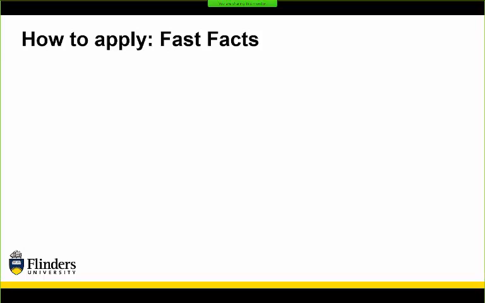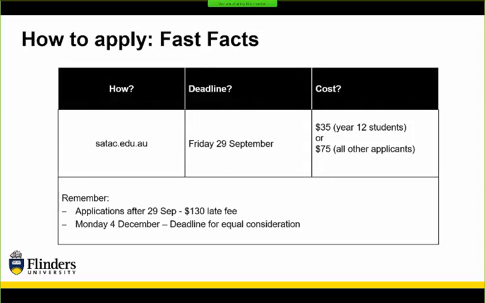So if you do want to come to university, you will need to submit a SATAC application, and you can do that through satac.edu.au. To avoid a late fee, you'll need to do that before Friday the 29th of September. So you still have a couple of weeks. All you need to do is submit your application and pay that fee, and you can change your preferences around right up until the 3rd of January next year.